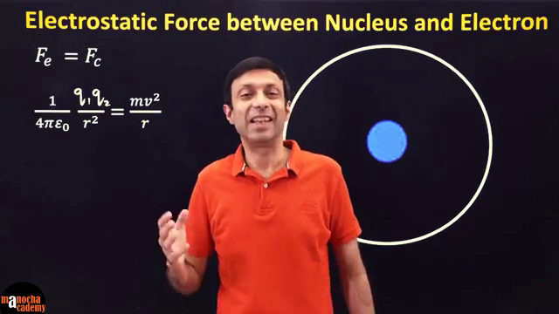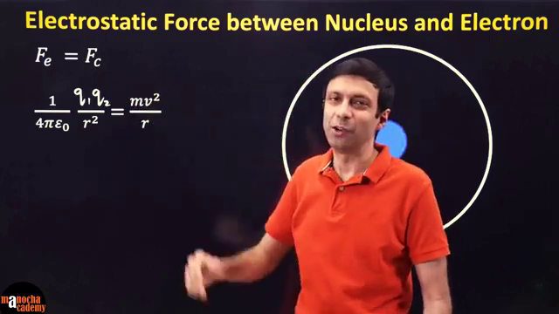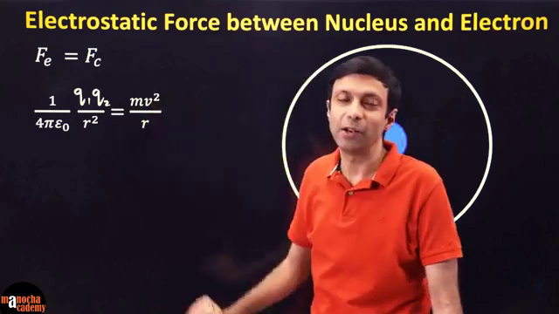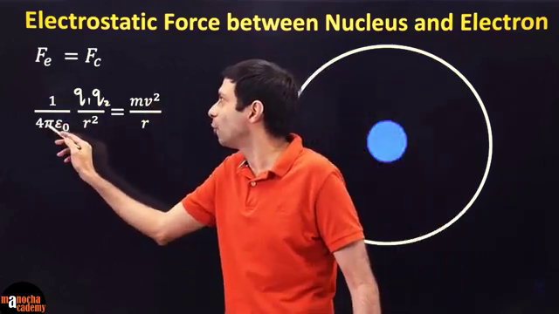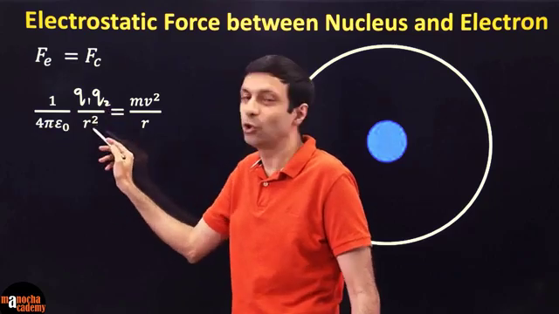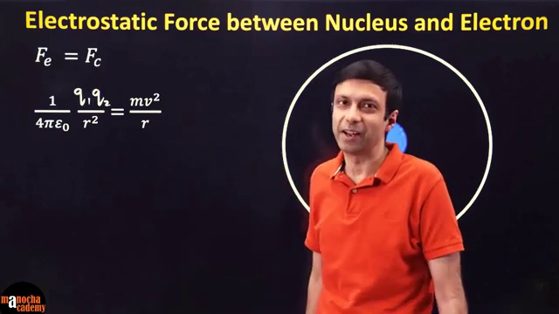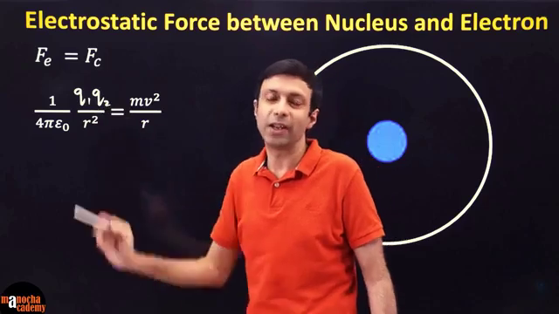As we discussed, the electrostatic force between the nucleus and the electron equals the centripetal force. So if we apply the formulas of electrostatic force and centripetal force, what does the expression become? Remember, electrostatic force is 1 by 4 pi epsilon naught Q1 Q2 by r square, and centripetal force is mv square by r. Now let's go ahead and substitute the values for Q1 and Q2.